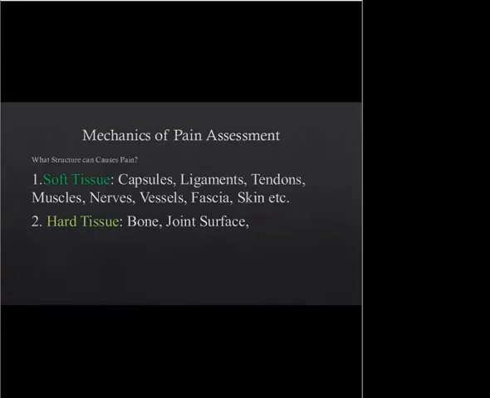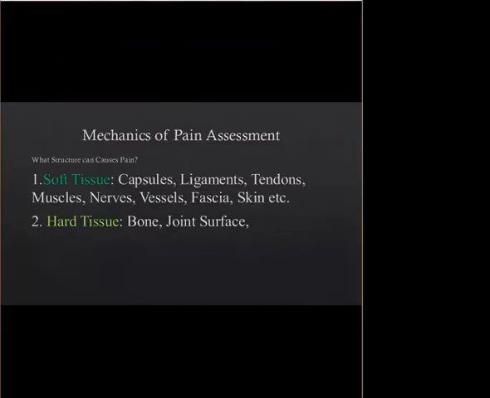So in order to find out, we have a system that we can follow and we can easily come to an answer. So for the sake of ease, I divided the structures. We can divide the structures into two different categories, soft tissues and hard tissues. Soft tissues are capsule, ligaments, tendons, muscles, nerves, and such. The hard tissues, on the other hand, are bone tissues and joint surfaces. Those are the kind of tissues that we deal with most of the time.